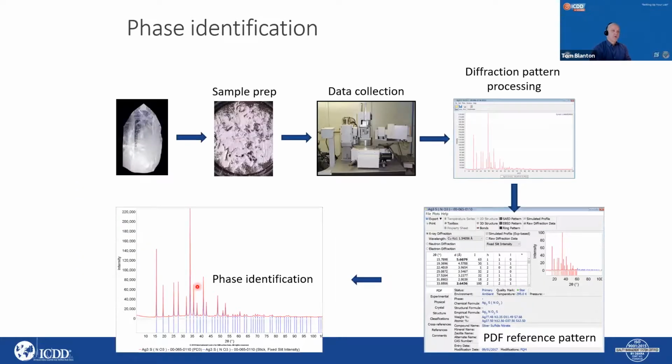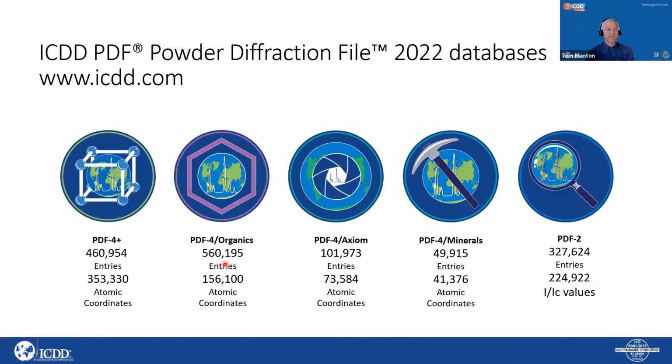All right, let's switch over to phase identification, where you're going to talk about database and software. So Tim mentioned critical aspects of sample prep. You're going to collect the data, you get your diffraction pattern. You need a good database to identify the material so that you can get the qualitative and quantitative analysis.